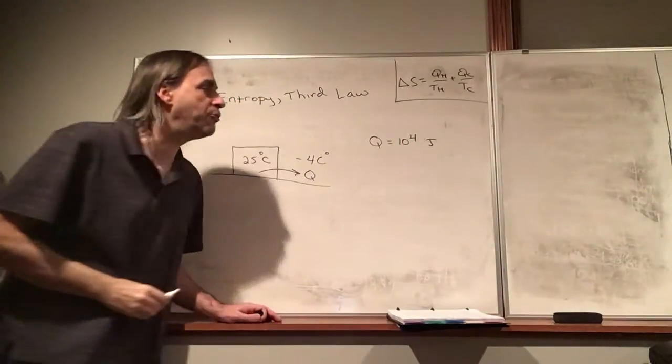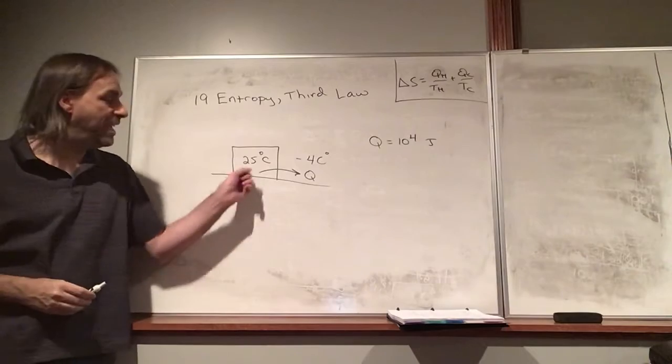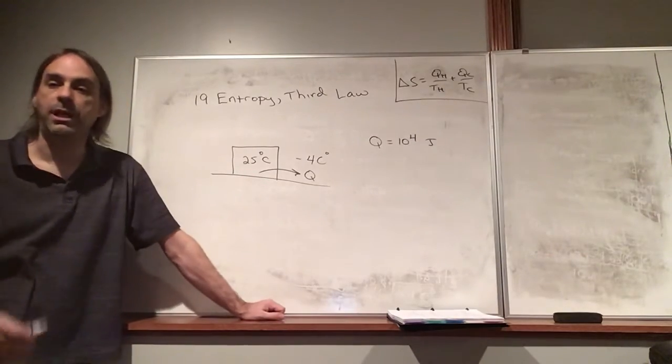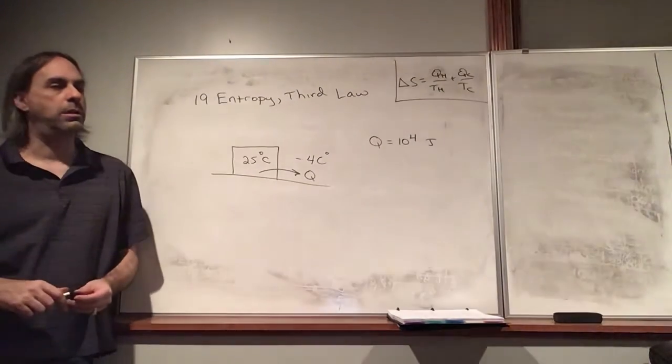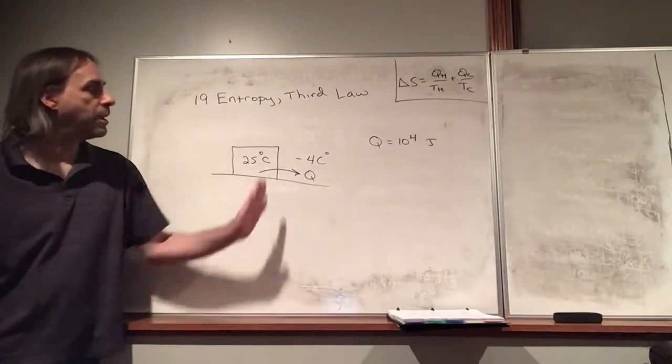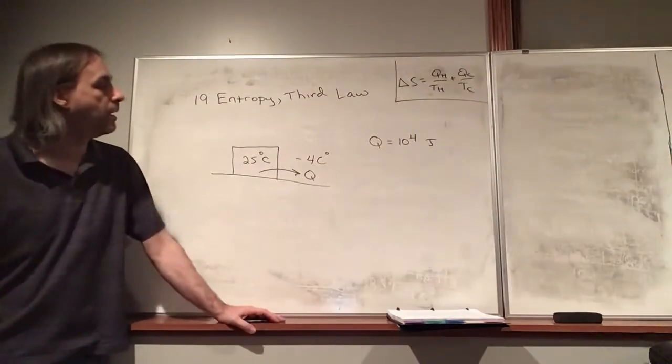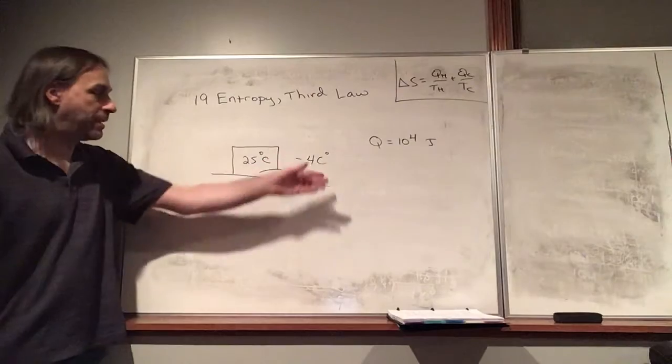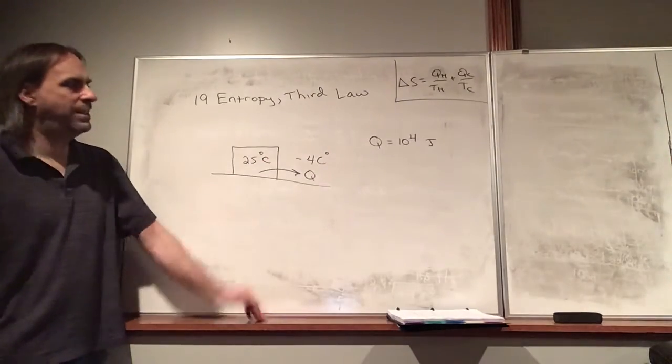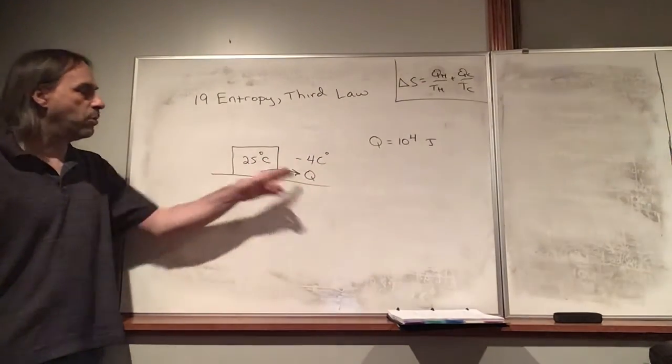Let's say 10,000 joules of heat is going to leave the house and go outside. We talked about heat going through the walls with and without insulation. Heat's going to flow from hot to cold, so in some time interval, 10,000 joules.